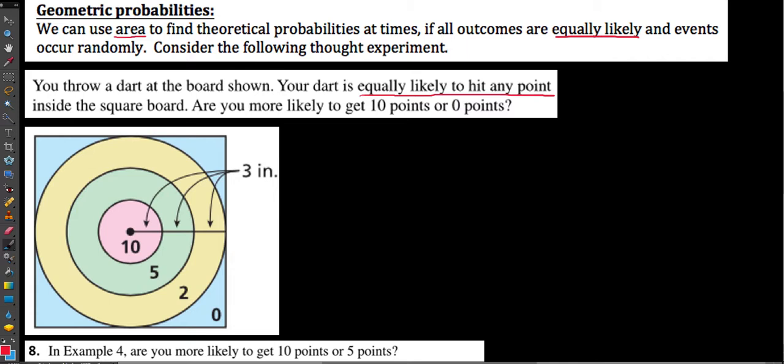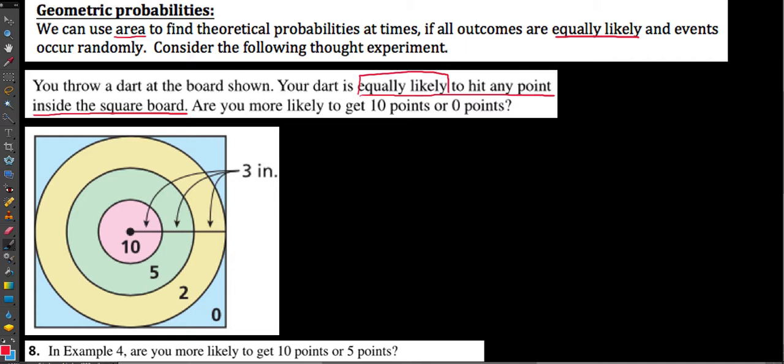So when this happens, and we have a geometric shape here, we say that this is a theoretical probability because anything is just as likely to happen as anything else. This dart could really land anywhere on this board. And so since it happens randomly and everything's equally likely, then we're going to interpret this as a geometric probability, or a special type of theoretical probability that we call a geometric probability.